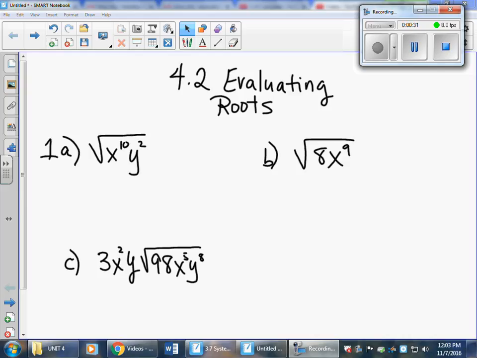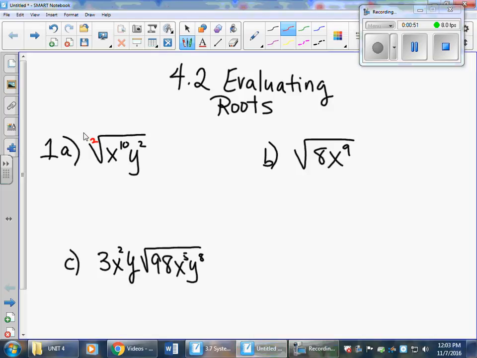So if we take a look at 1a, we have the square root of x to the 10th y squared. And if you had me in previous years, you would remember the perfect squares and I don't cares. But in this case, because x to the 10th and y to the 2nd are perfect squares, because they're even exponents, remember there's a little 2 hiding here, and as long as it's divisible by that 2, we know that it's a perfect square. So this is simply going to equal x to the 5th, divided by the 2, and then y to the 1st.